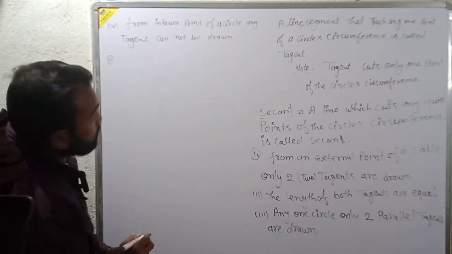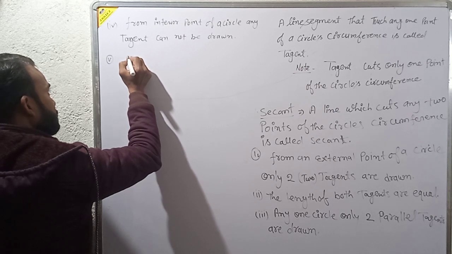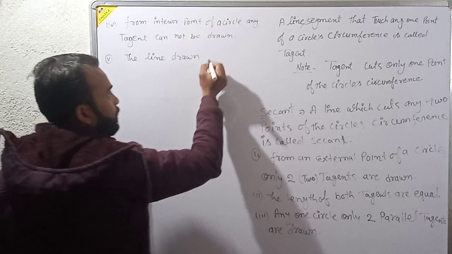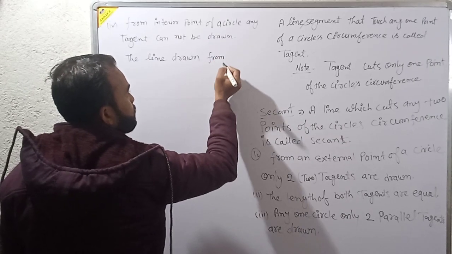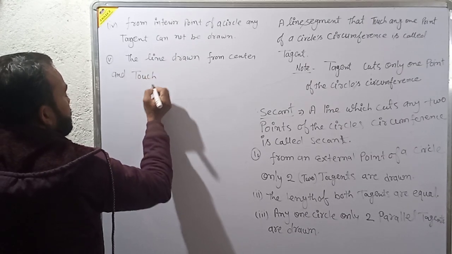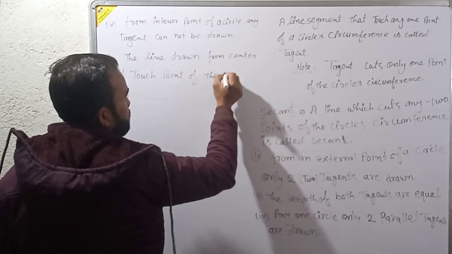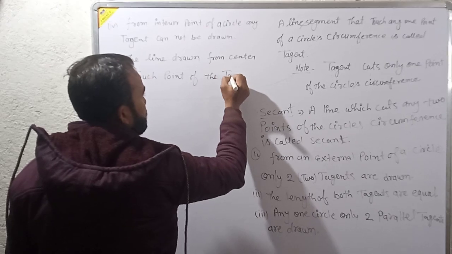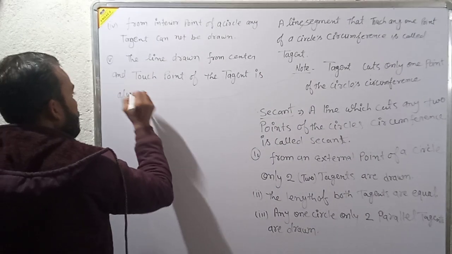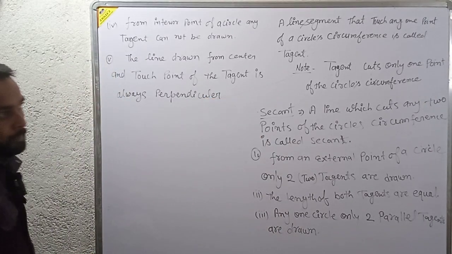Next, the line drawn from the center to the touch point of the tangent is always perpendicular. Clear?